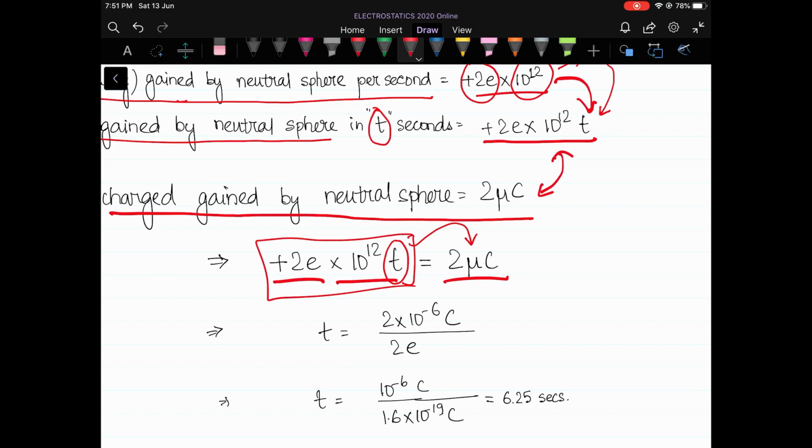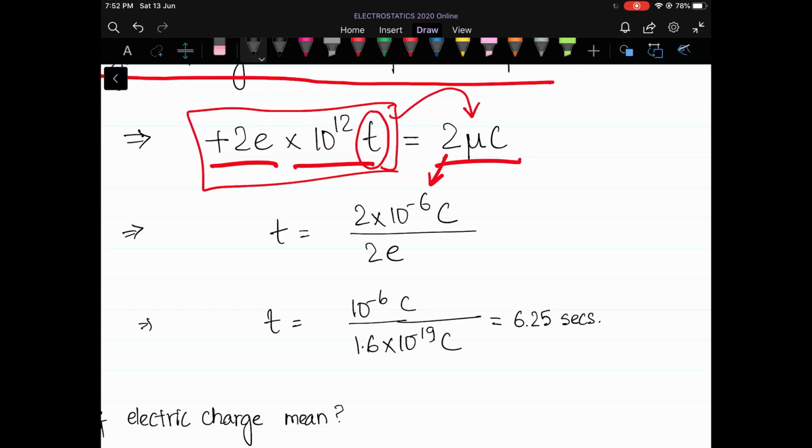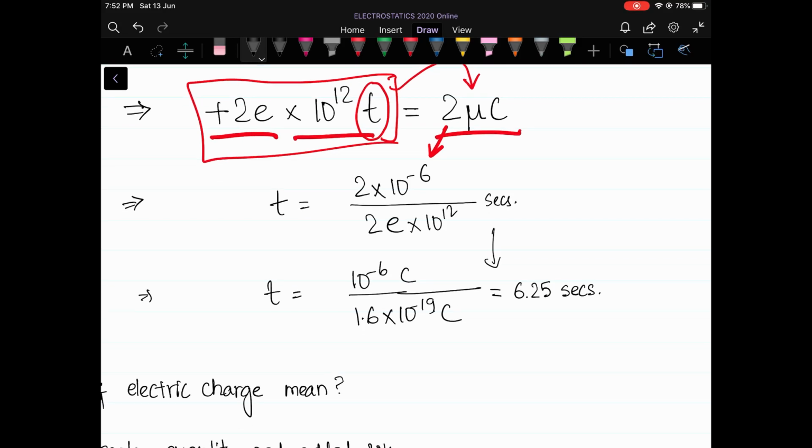So we simply have to find the time in which the total charge gained by the neutral sphere will become 2 microcoulombs. So we have written here 2 microcoulombs, which is 2 into 10 to the power -6, and we have to divide by twice E into 10 to the power 12. When we solve this, we are going to get the answer in seconds, which is 6.25 seconds.